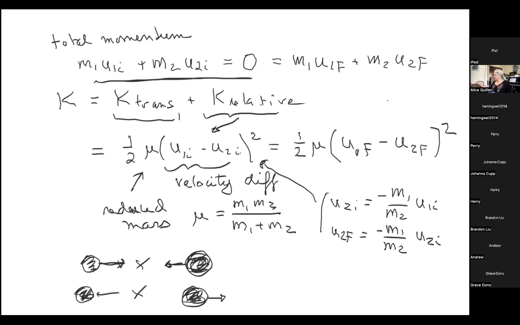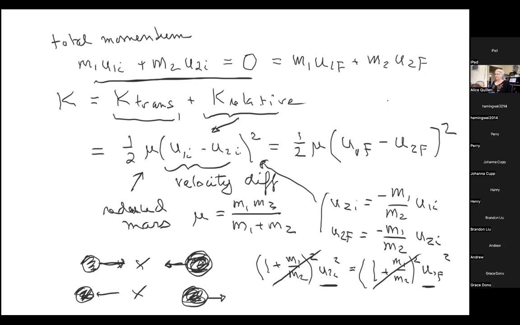When you do that, you get 1 plus m1 over m2 squared times u1i squared is equal to the same thing, 1 plus m1 over m2 squared times u1F squared. These things cancel, and you wind up with the magnitude of the initial velocity having to be the same as the magnitude of the final velocity. They either could be the same, at which point the two masses would have passed through each other, which is unphysical, or they have to flip. So that means u1i has to equal minus u1F.